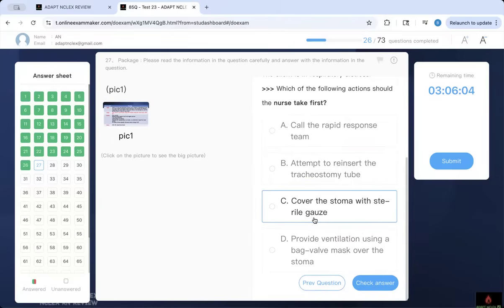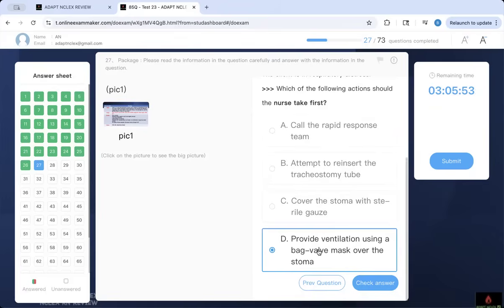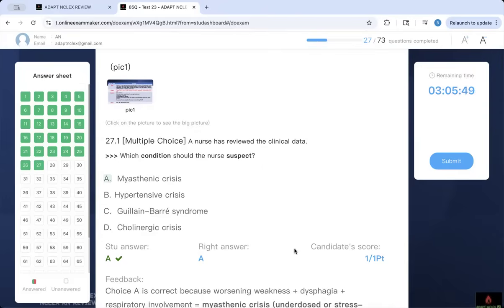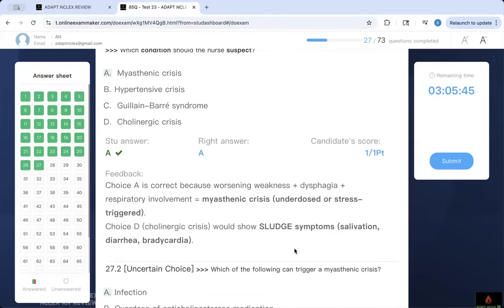The key concept here: less than 7 days after tracheostomy, never put it back. Therefore, B is wrong. Calling the rapid response is too late. Best thing to do is to give them bag mask ventilation. This is NCLEX strategy. Next Generation NCLEX key concept you should memorize and know.